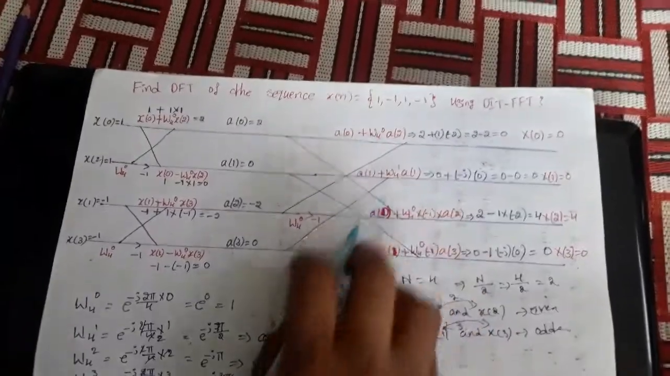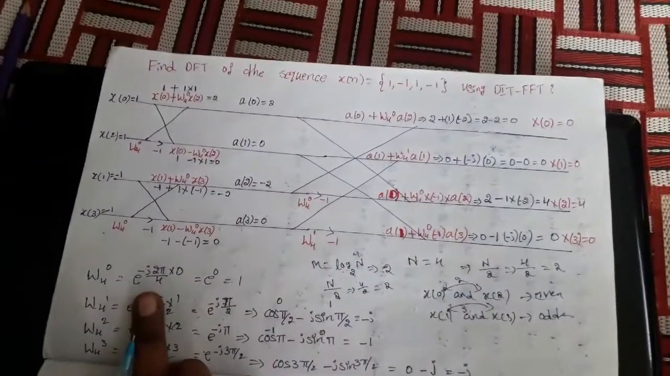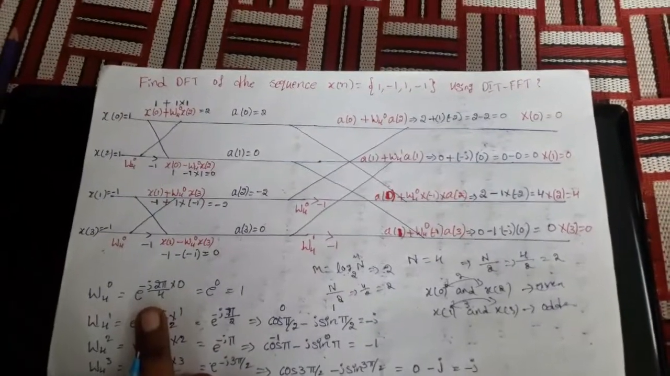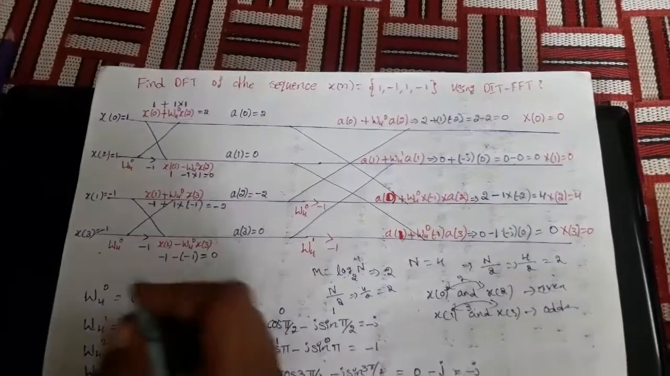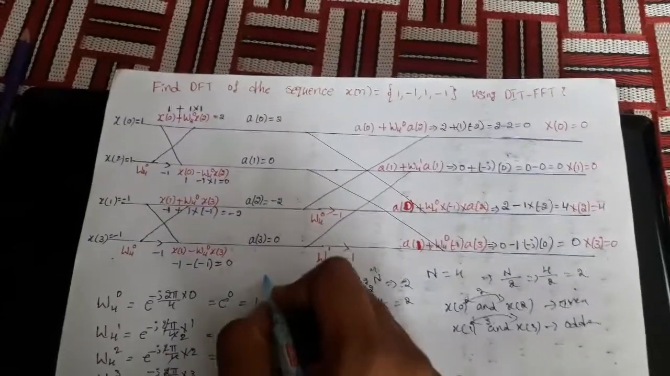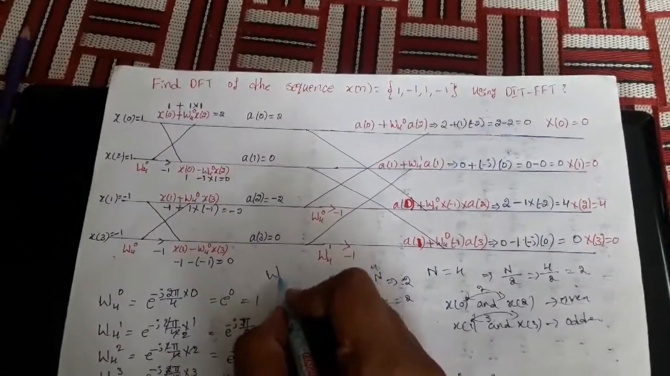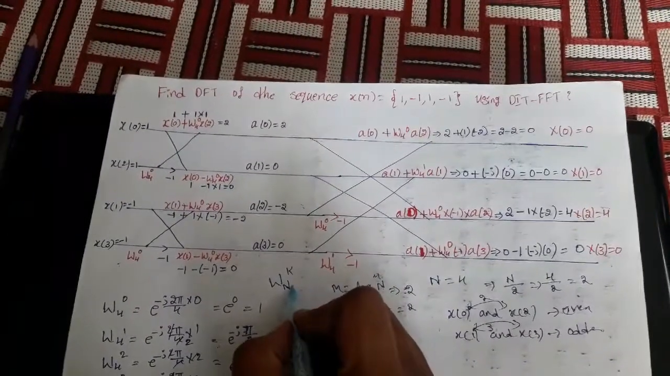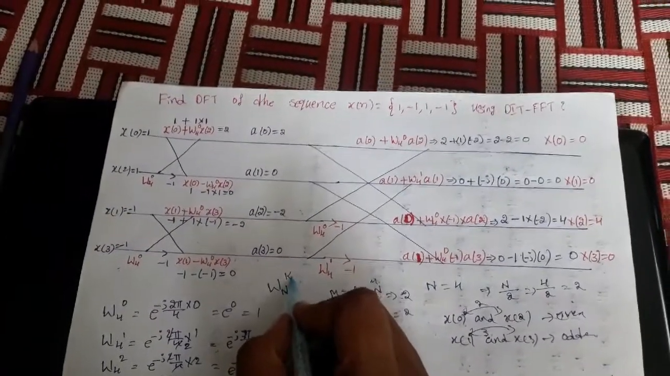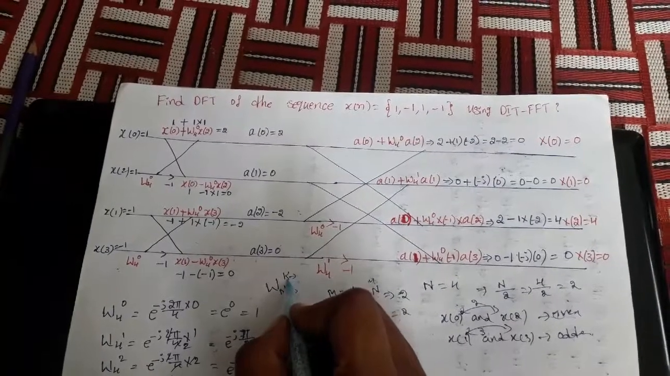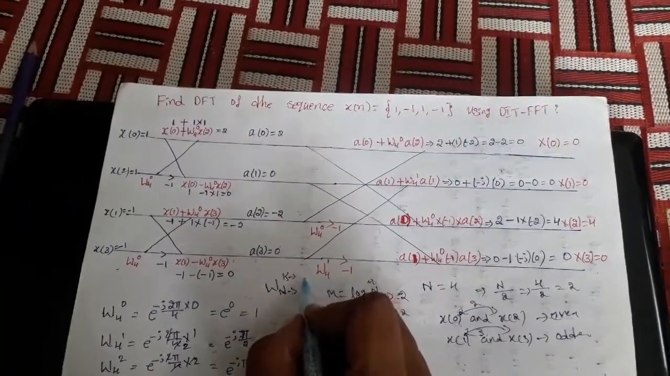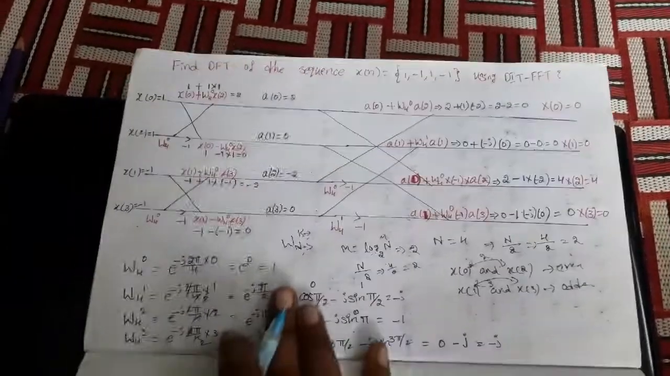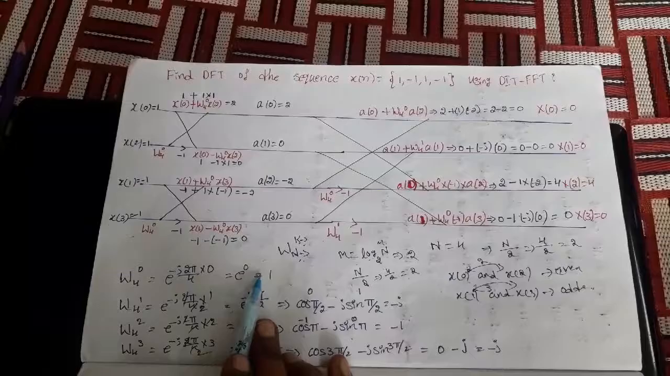And here we can find the twiddle factor values. The twiddle factor formula is W N to the power of k, where N is the number of input samples and k goes from 0 up to 3. We can substitute the N values and k values to find the twiddle factor values.